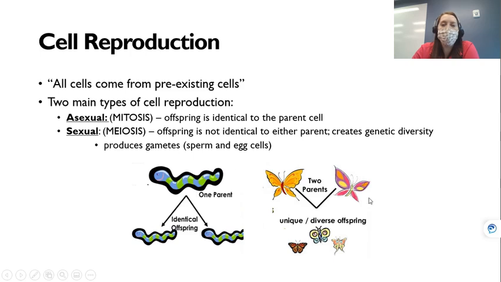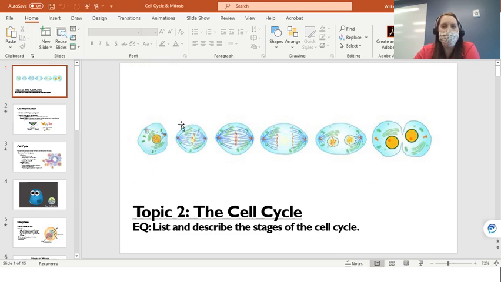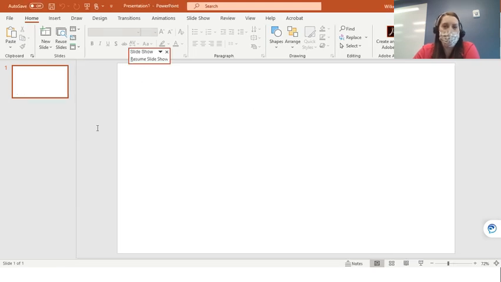In sexual reproduction, the offspring is genetically diverse. It is not identical to the parent. It actually takes more than one parent to reproduce sexually. Okay, and a type of cellular reproduction that goes along with this is meiosis. Meiosis is the production of gametes, or the egg and sperm cells that are used in order to create genetically diverse offspring.